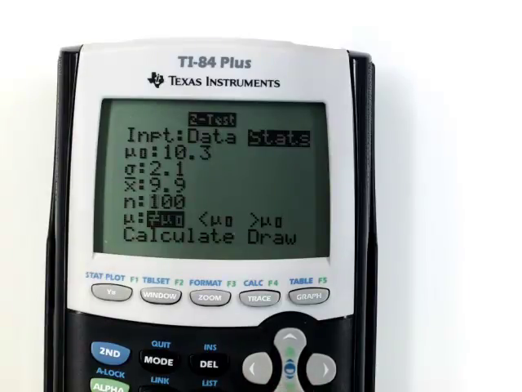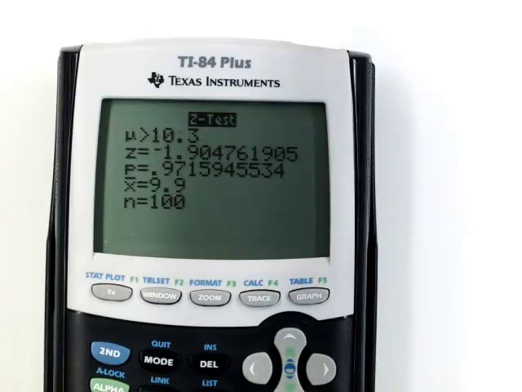Okay, so I have to change my alternative. I'm going to change that to greater than, and then press calculate. Okay, so is that the same information that we got when we did this, quote-unquote, by hand? Yeah. Okay, so we're definitely in favor of the null in this case, and we are supporting the claim.